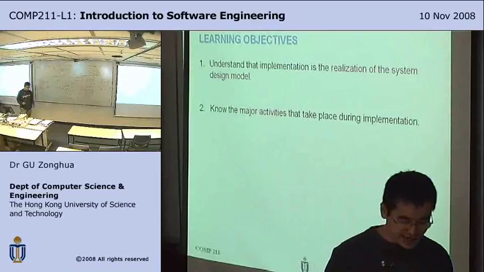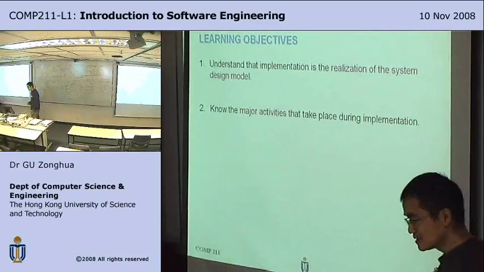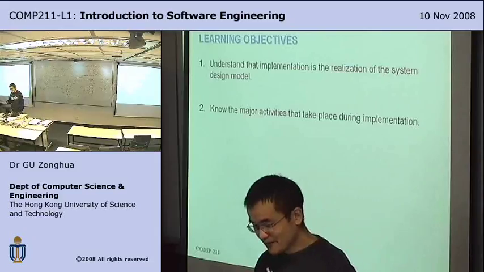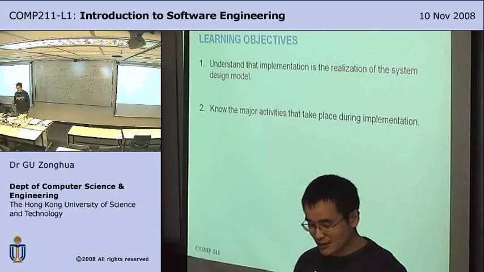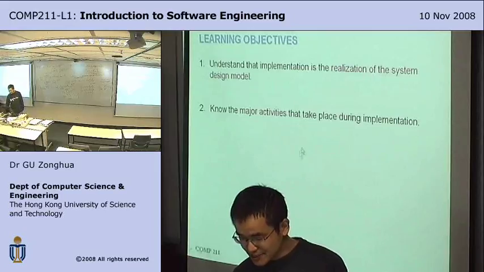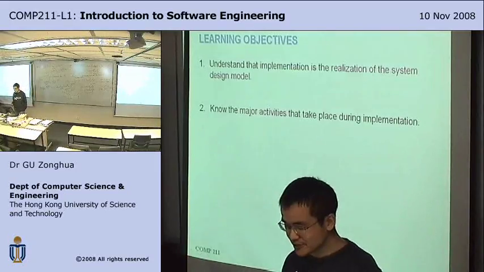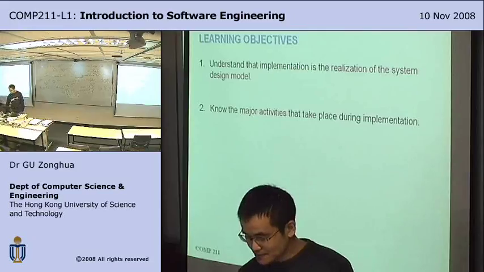Implementation is a short chapter, even though it takes up perhaps the bulk of your time, because the theory is simple. It's just a lot of dirty work. The idea is to understand what implementation is. Implementation is the realization of the system design model. Know the major activities that take place during implementation.